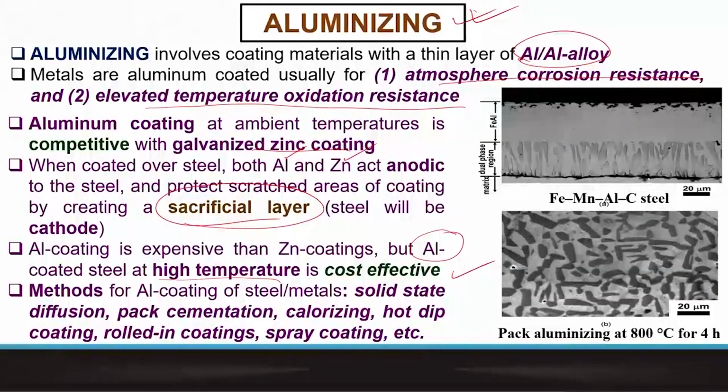There are various methods possible for diffusion of zinc or for making the surface richer in aluminum or zinc, and many of them are possible. It's not that solid state pack cementation or aluminizing is the only process. It can be a solid state diffusion process like we were discussing so far, also including pack cementation, calorizing, hot dip coating, roll-in coating, spray coatings and so on. But for the time being, we are talking about only the solid state process wherein the nascent atoms get adsorbed at the surface and then move.